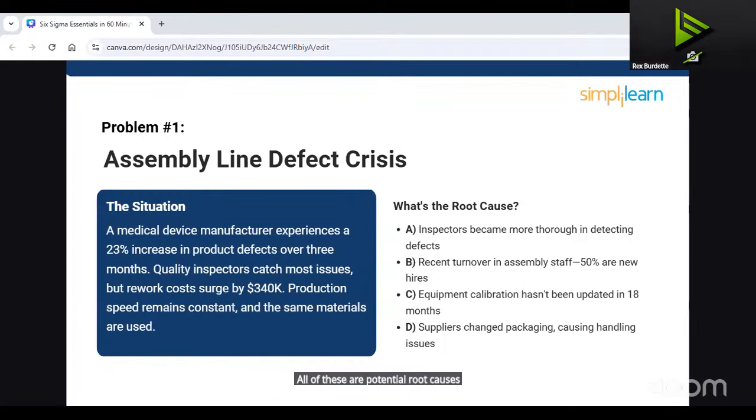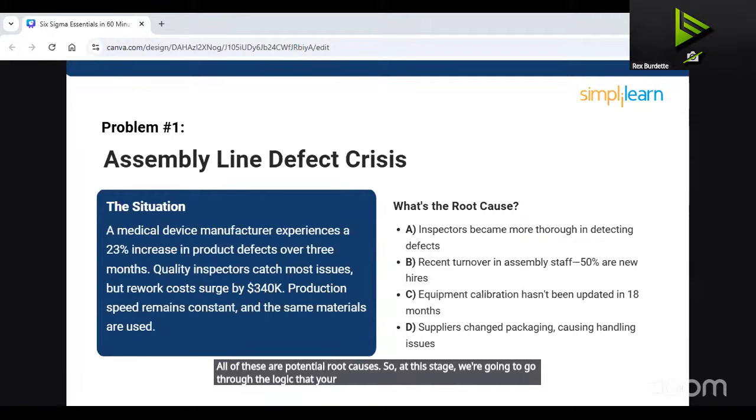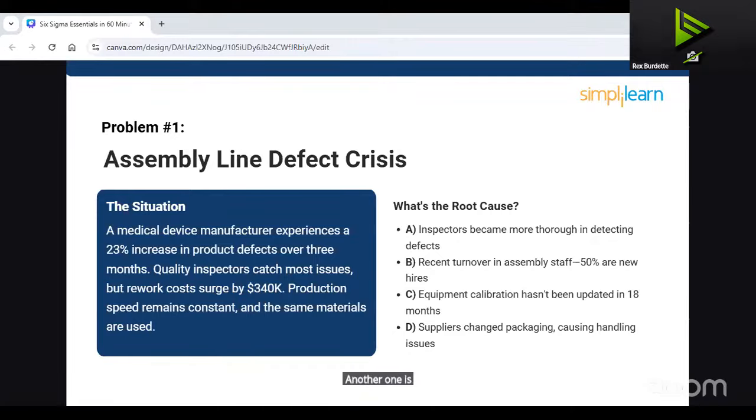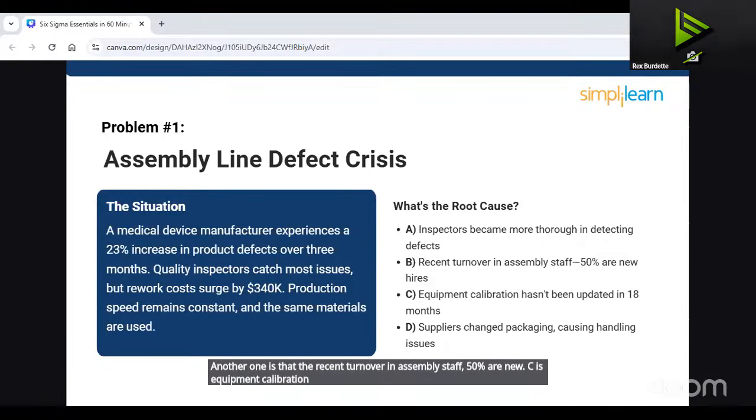So at this stage, we're going to go through the logic that your team uses to try and ascertain which one of these are the most likely. One possible one is the inspectors are becoming more thorough. Another one is that the recent turnover in assembly staff, 50% are new. C is equipment calibration hasn't been updated in 18 months. And D is that the suppliers changed packaging, causing handling issues.